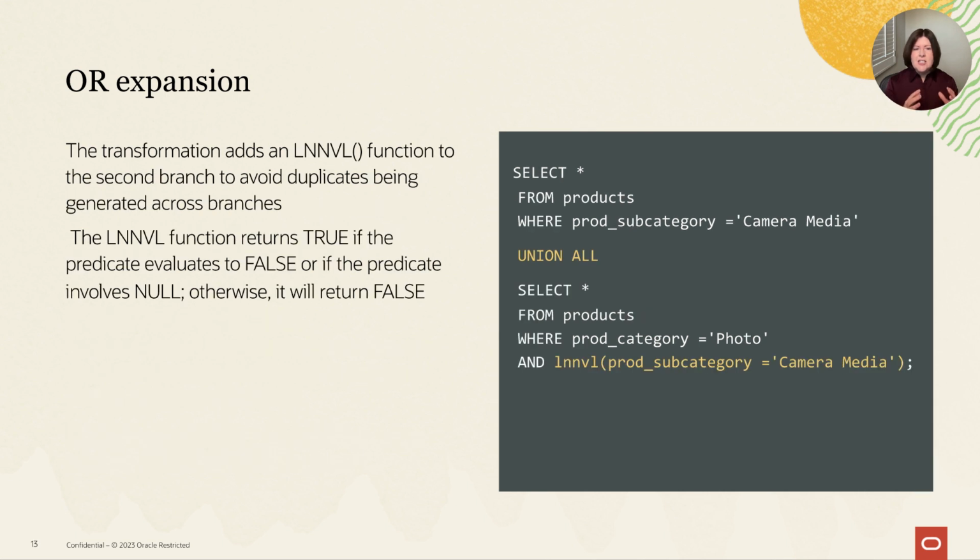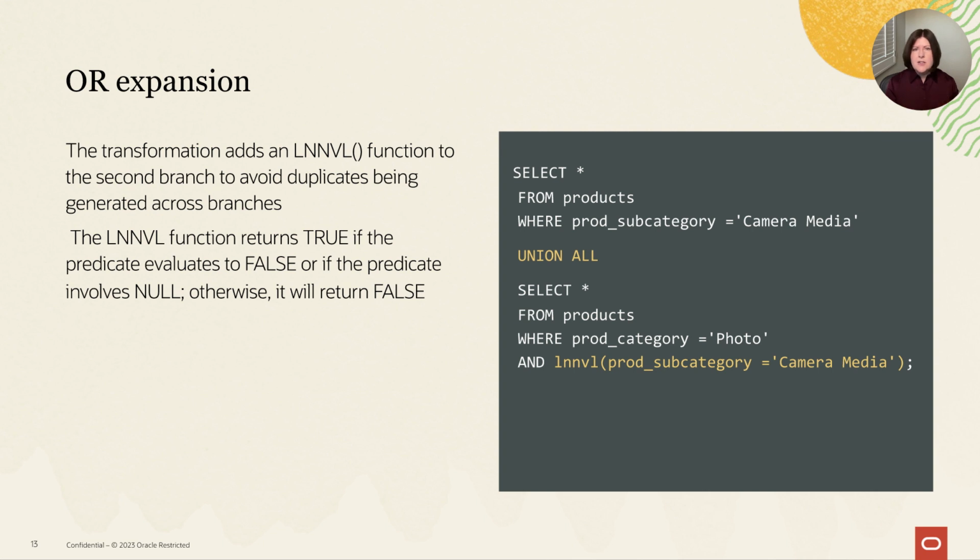So let's take a look now at what the transformed query is going to look like. As I said, the OR expansion wants to open up multiple access methods to us. So it's going to rewrite that OR statement into a union all. And that union all will have 2 or more branches. And on the second branch of that union all, we'll see an additional where clause predicate has been added automatically for us by the optimizer.